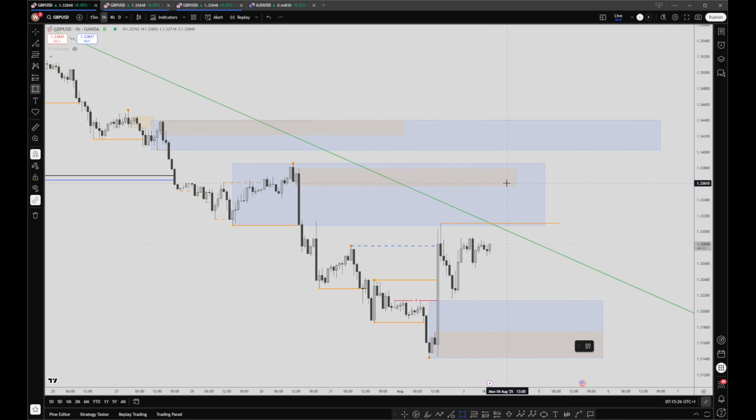If we can break above here convincingly, then we are going to be leaving an area of interest behind. Let's just draw this on, for example. But then we have to be cautious that we're looking to buy in a 4-hour area of supply. So might not be a very good idea.